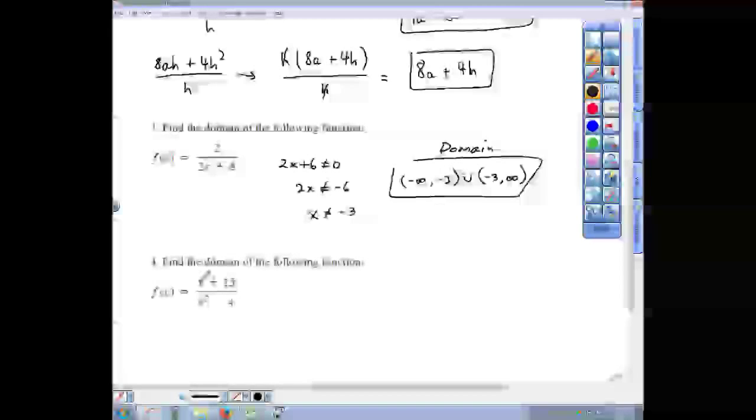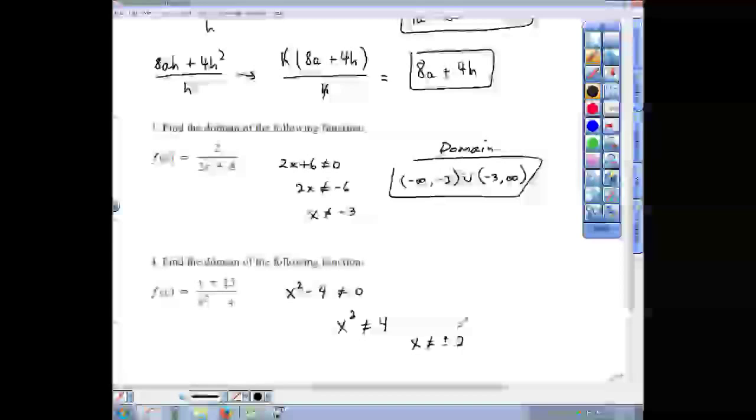It's a similar function here. We have a rational function, and it's again true that the denominator here, x squared minus 4, cannot equal 0. Okay, so if you have the 4 to the other side, and then square root both sides, x cannot equal plus or minus 2.